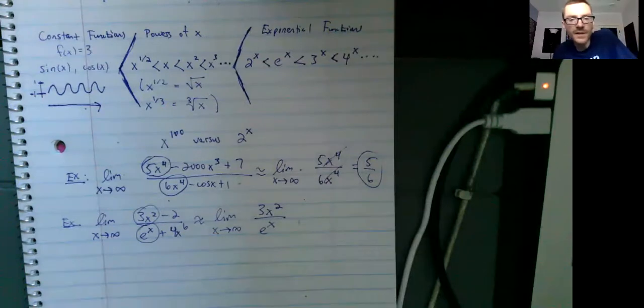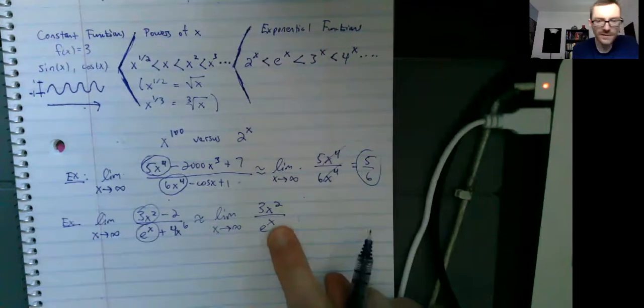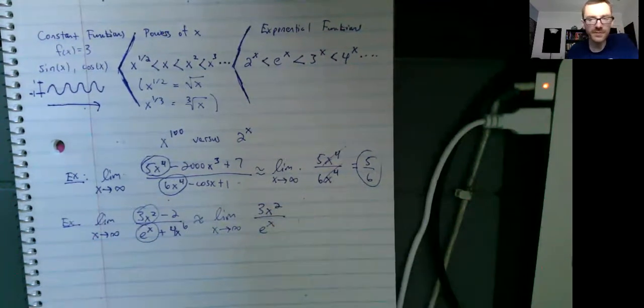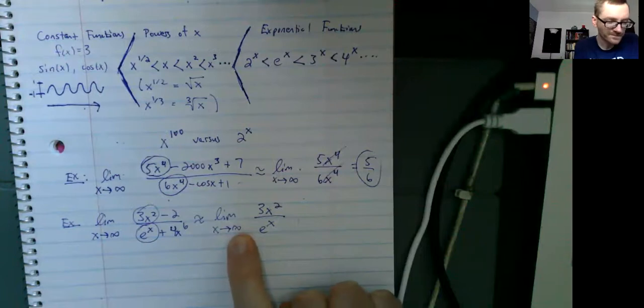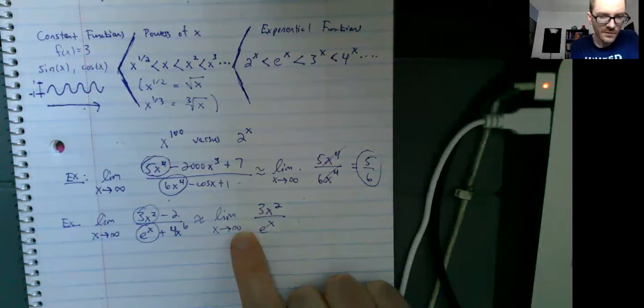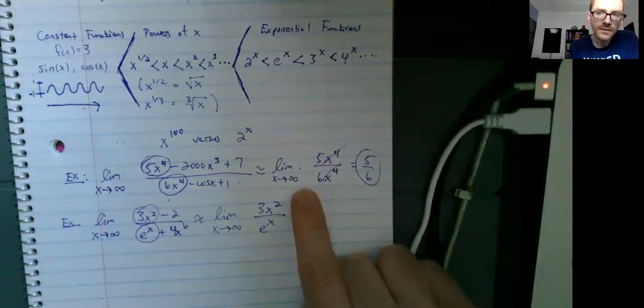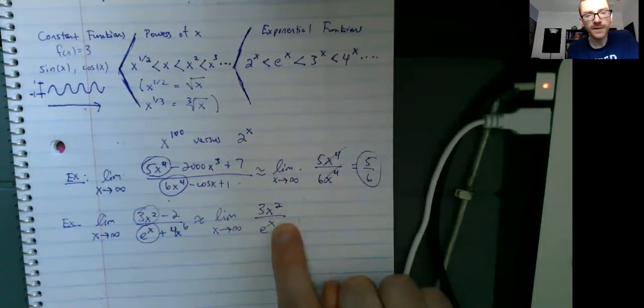Unlike the previous example, nothing really cancels. This x here doesn't cancel with these x's up here or anything like that. But there is some analysis that we can do, because as x is going to infinity, let me ask you, does the numerator grow faster or does the denominator grow faster?